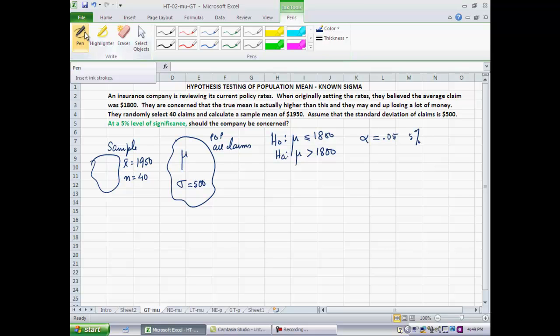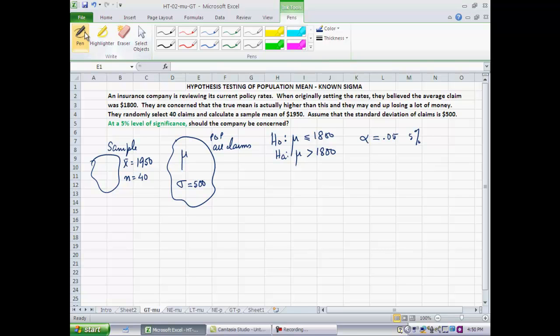An insurance company is reviewing its current policy rates, and when the rates were originally set, they believed that the average claim was $1,800. And now they're concerned that the true mean has actually crept up higher, and if it has, they may end up losing a lot of money. So they randomly selected 40 claims and calculated a sample mean of $1,950. As a result of this testing, the question being asked is, should the company be concerned?